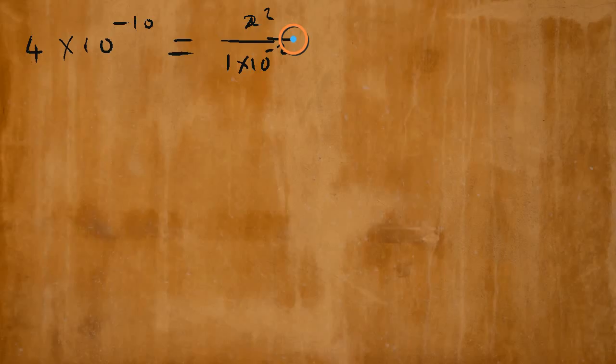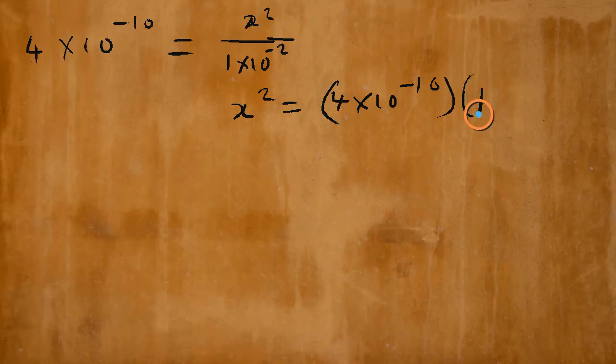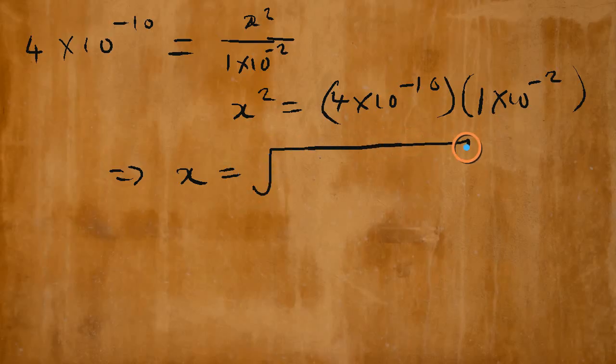And of course, we can solve for x. So x squared is going to be equal to 4 times 10 to the negative 10 times 1 times 10 to the negative 2. Let me just get my calculator so we can calculate this. Maybe before we do that, we can just take the square root of everything. We then find that x is going to be equal to the root of this whole result.